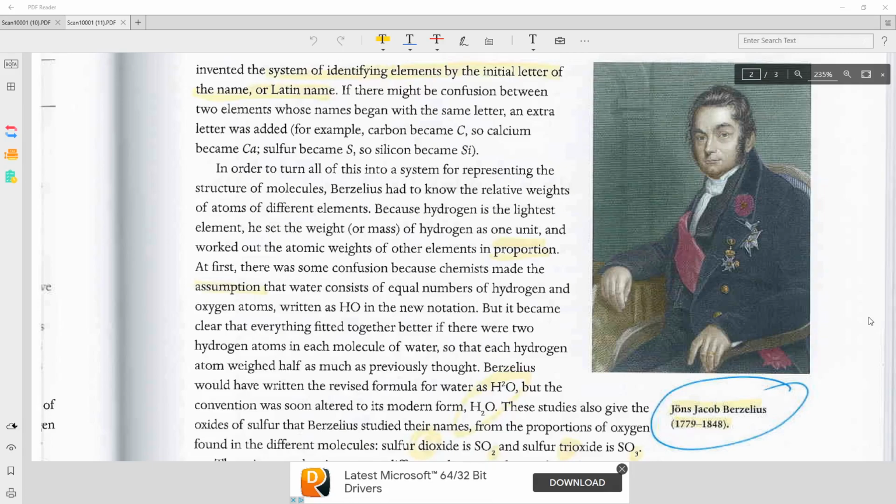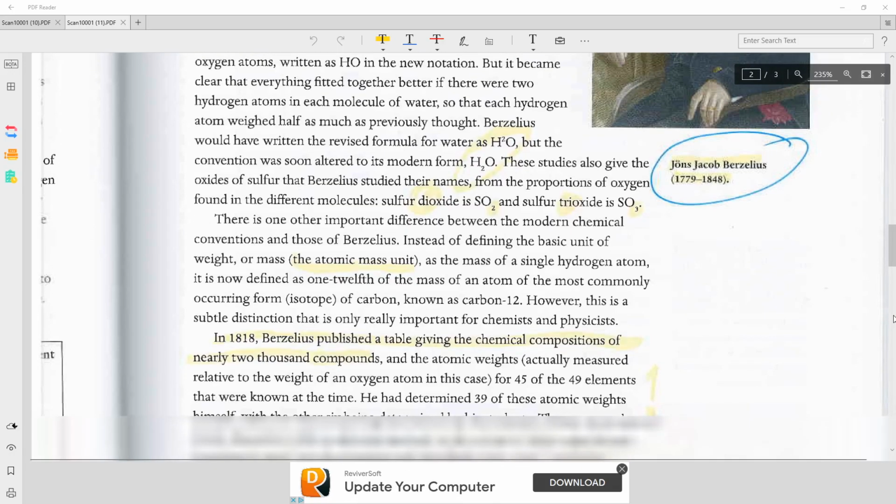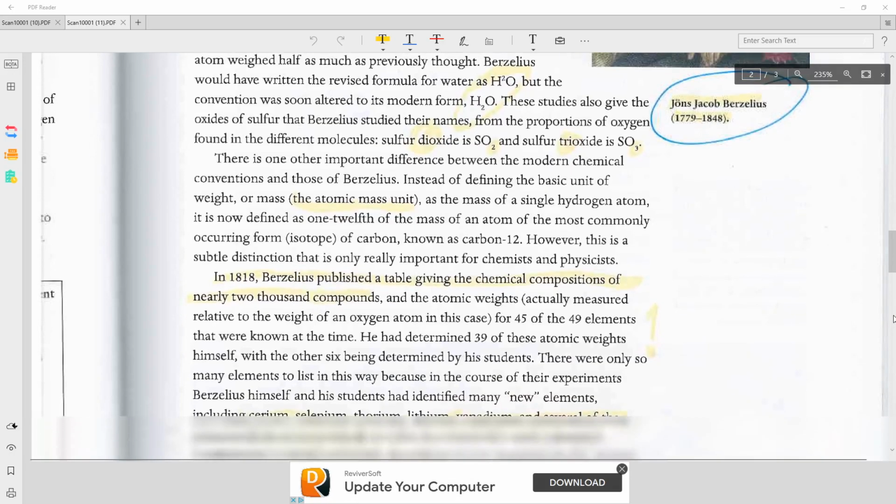These studies also gave the oxides of sulfur that Berzelius studied their names, from the proportions of oxygen found in the different molecules. Sulfur dioxide is SO2 and sulfur trioxide is SO3.